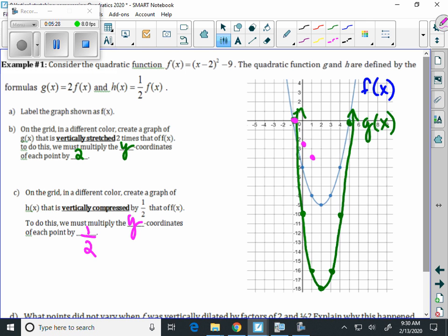Going to our vertex, which is (2, negative 9), half of negative 9 is negative 4.5. Our next point that we're looking at is (3, negative 8). Half of negative 8 is negative 4.